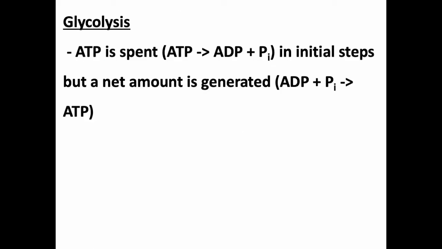So what's my summary here? ATP is spent. And any time in any chapter I talk about spending ATP, I'm talking about this chemical reaction, going from ATP to ADP and a loose phosphate that we've ripped off. So ATP is spent in some of the initial steps, but a net amount is generated. And again, whenever I say generate ATP, I'm talking not about building this thing from scratch.